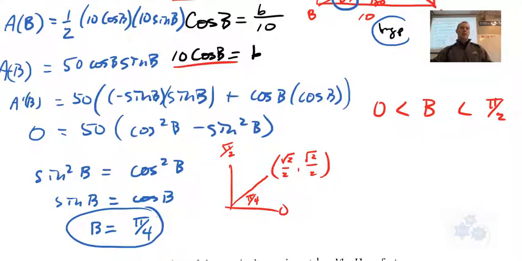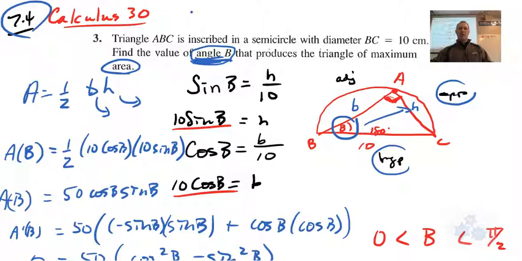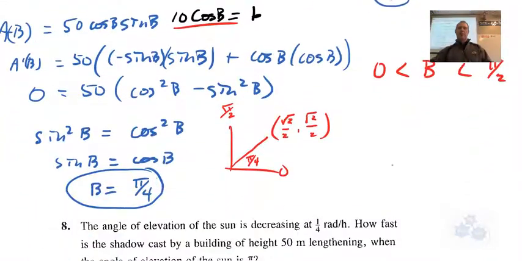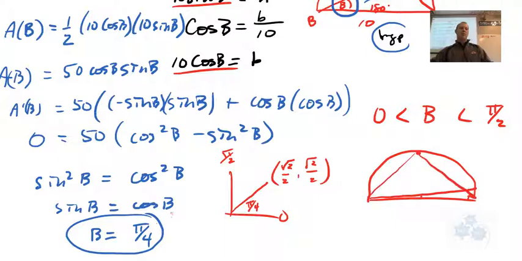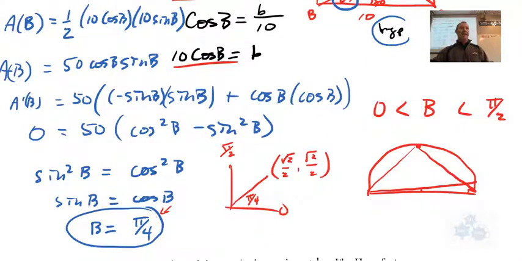And it's your only critical number, so if you do sign analysis, you'd be able to see that that's going to be a maximum. But if you also just use your common sense, I suppose, right? If we have a semicircle like this and you have this tiny little triangle with a really small angle, is this going to be a larger area or a smaller area than if it's 45? Quite a bit smaller. So then you understand, hey, this is probably a maximum, because any of the other triangles I can think of would have an area that's smaller. So, does that make sense?